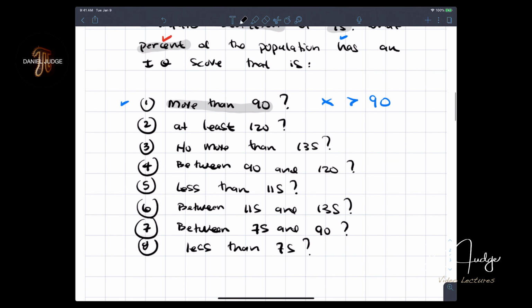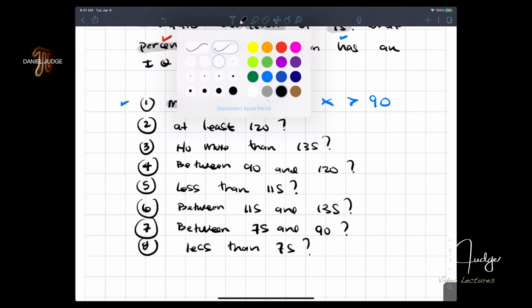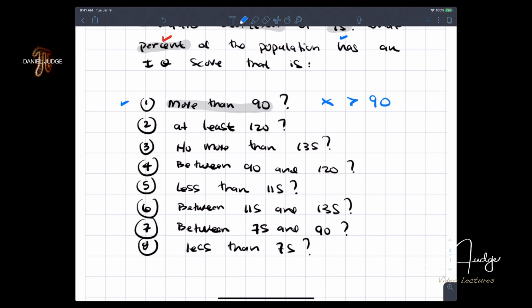Next question. They want to know, at least 120 has an IQ score. What percent of the population, here's the second question, have an IQ at least 120? Right over here. At least 120 is X is greater than or equal to what? 120.